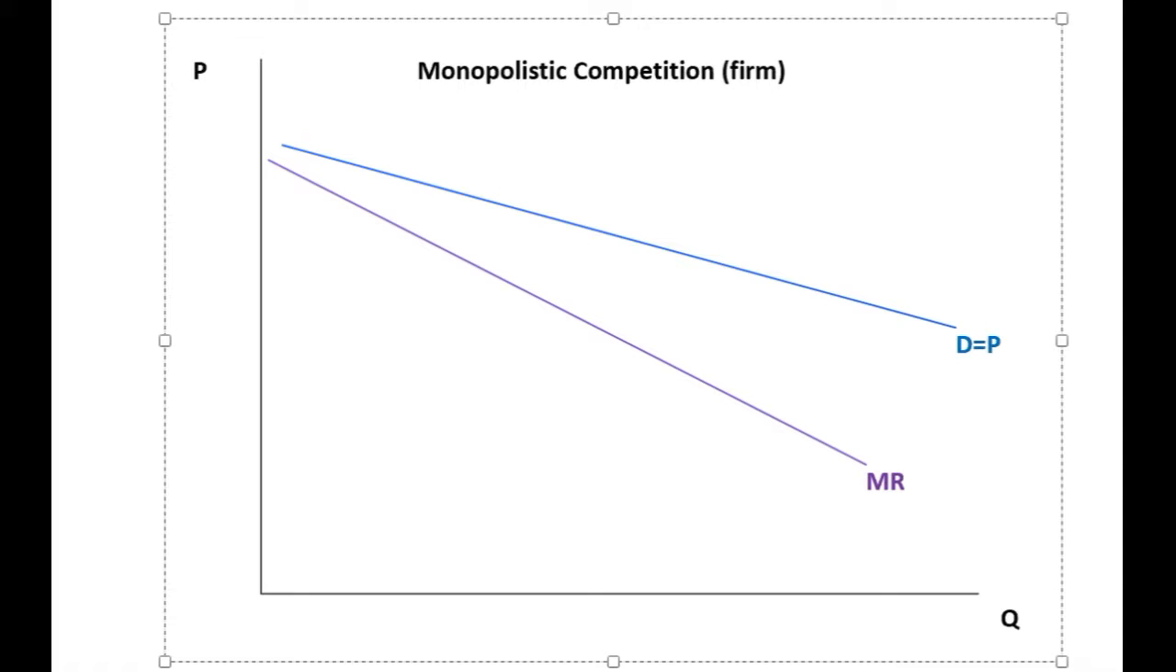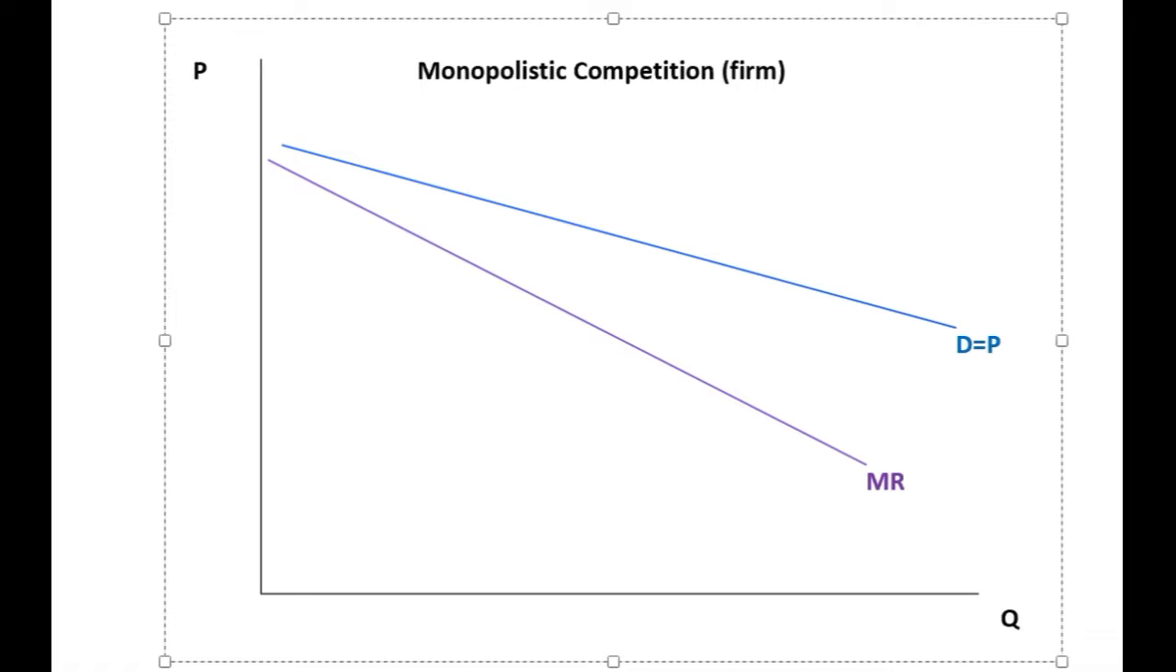At first glance, it looks similar to a monopoly because the demand curve is downward sloping. Thinking of toothpaste, for a particular toothpaste there's going to be a demand curve for it. Now, what you'll notice is the demand curve for a particular brand of toothpaste is going to be flatter or more elastic than a monopoly.